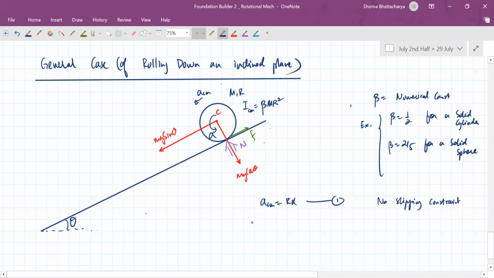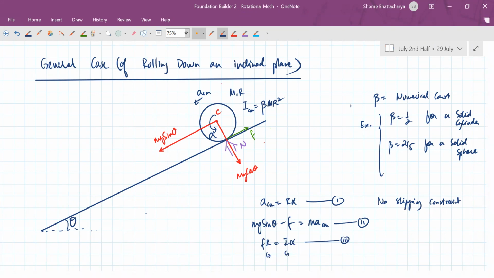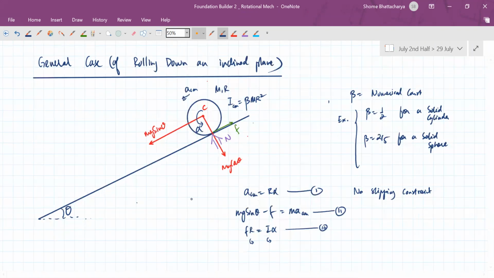Then we have mg sin theta minus friction is equal to mass into acceleration of center of mass. This is the net force equation. And friction into radius is equal to I alpha. This is a torque equation. You can see it's again an anti-clockwise torque. So solving these three equations by the same method now.